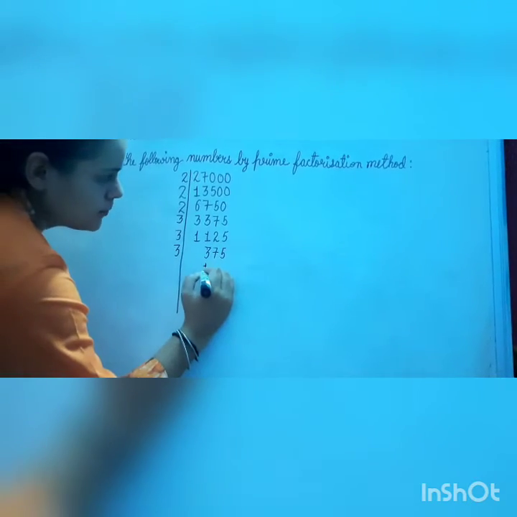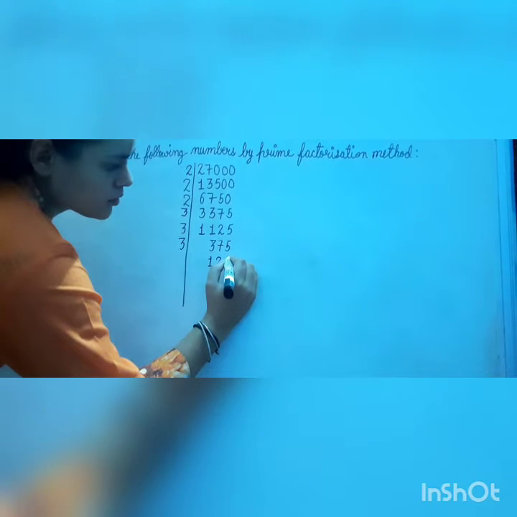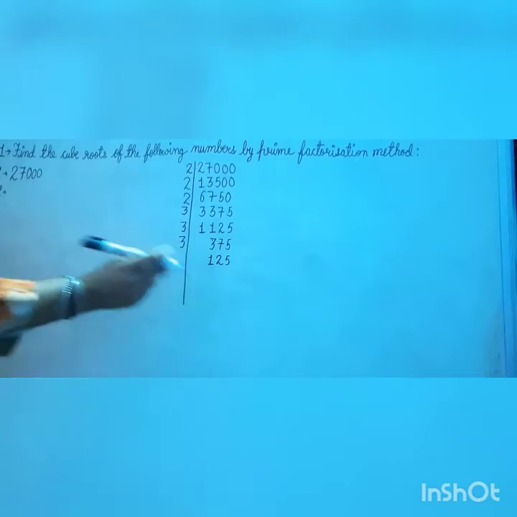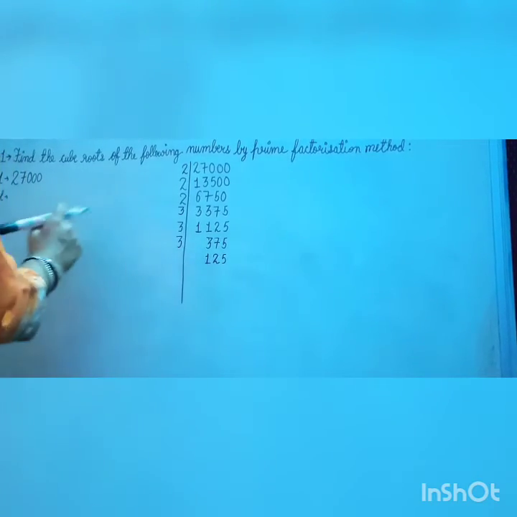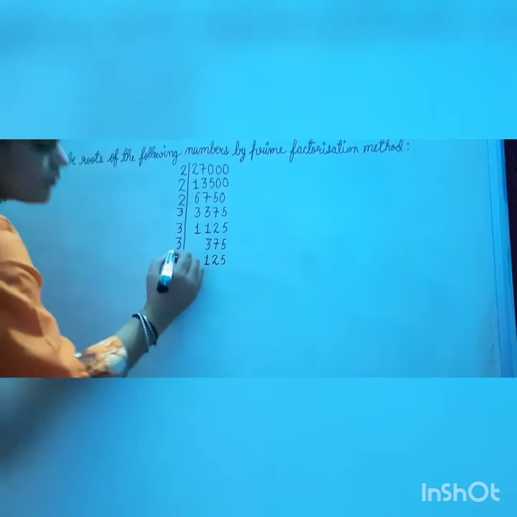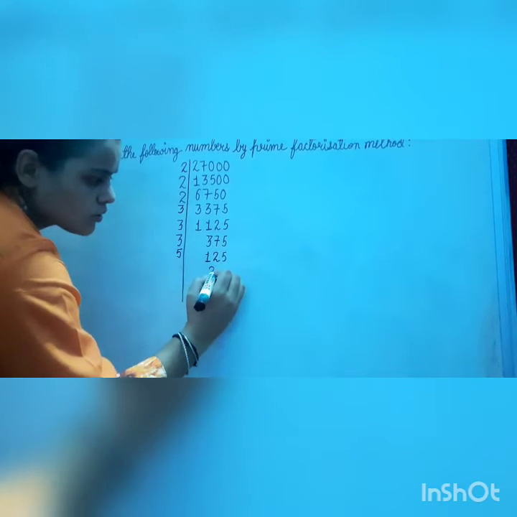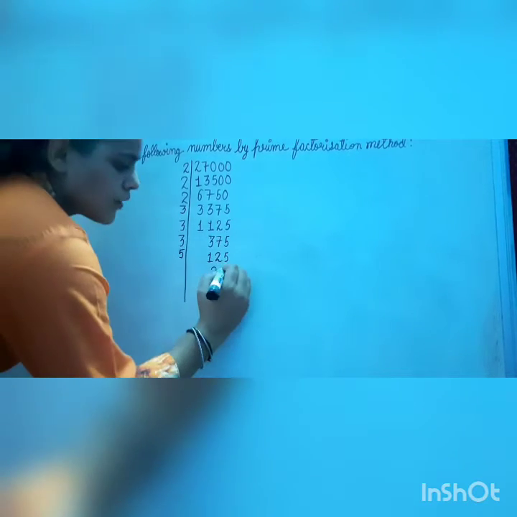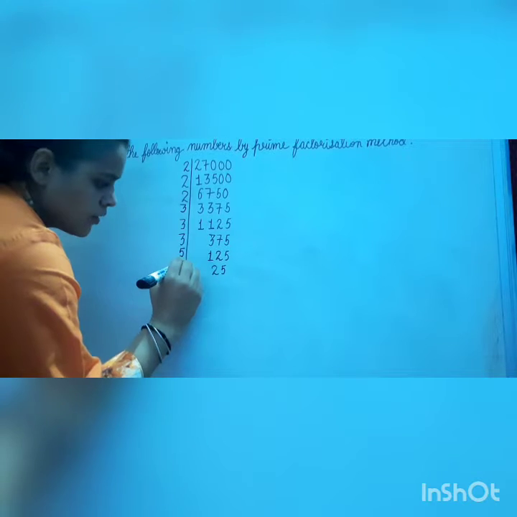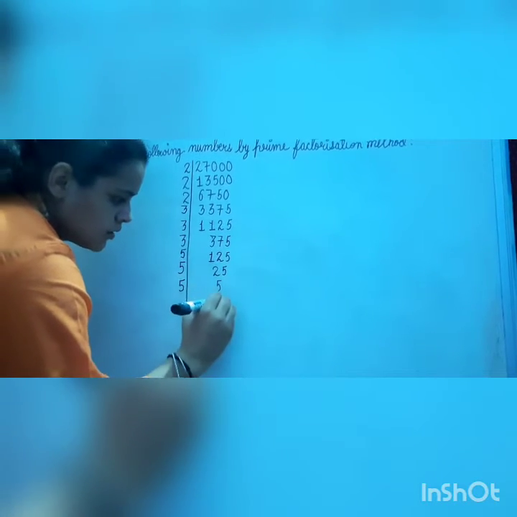3 1s are 3, 3 2s are 6, 3 5s are 15. Now you can see that when we are adding this number, the sum of this number is not divisible by 3. Now you have to divide it by 5. 5 2s are 10, 5 5s are 25. Again 5, 5 1s are 5, 5 5s are 25. Again 5, 5 1s are 5.